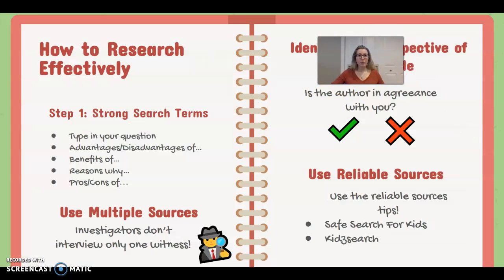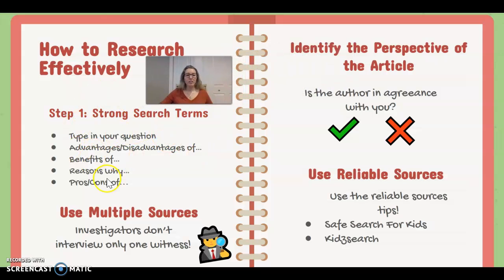So let's talk about how to research effectively. Well, first of all, finding good, strong search terms is very important because there are millions and millions of articles and websites out there, and we need to narrow it down to specifically what you're trying to find. So for example, I am writing about should kids play sports, and my claim is that yes, kids should play sports in elementary school. So I might search the advantages of playing sports, the benefits of playing sports, reasons why kids should play sports, or maybe the pros of playing sports. These are all good examples.